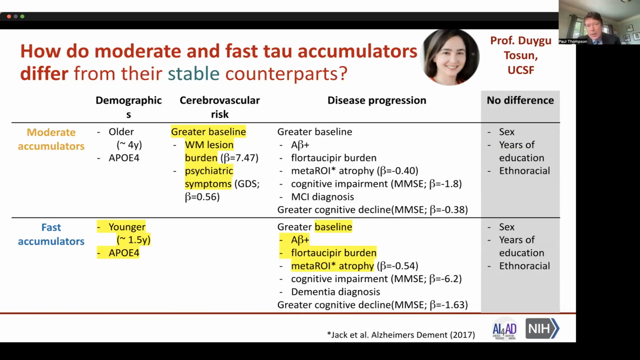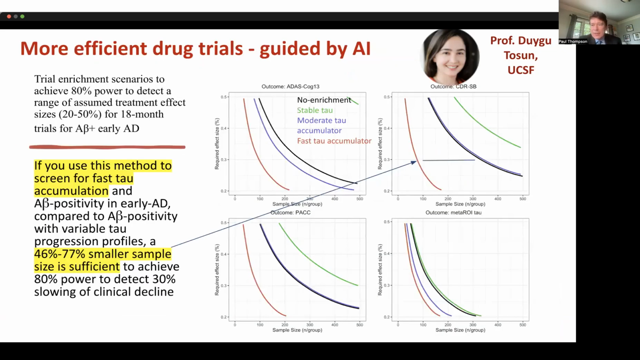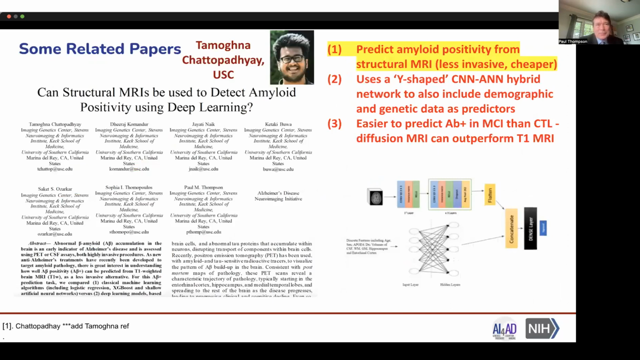Now, she found that moderate accumulators of tau and fast accumulators of tau differ in that they have a greater baseline presence of white matter lesions, psychiatric symptoms, even a greater amount of amyloid and tau in the brain to begin with. And you could imagine that this could lead to more efficient drug trials. If you were guided by this information, you could enroll people that would decline more quickly. And obviously, this can lead to much more efficient drug trial design to detect the same effect.